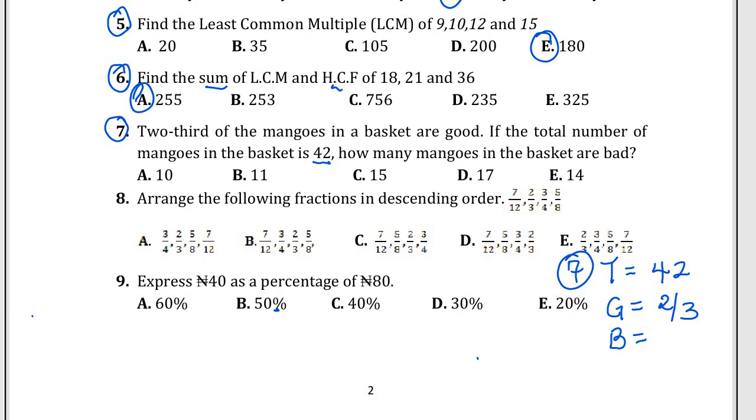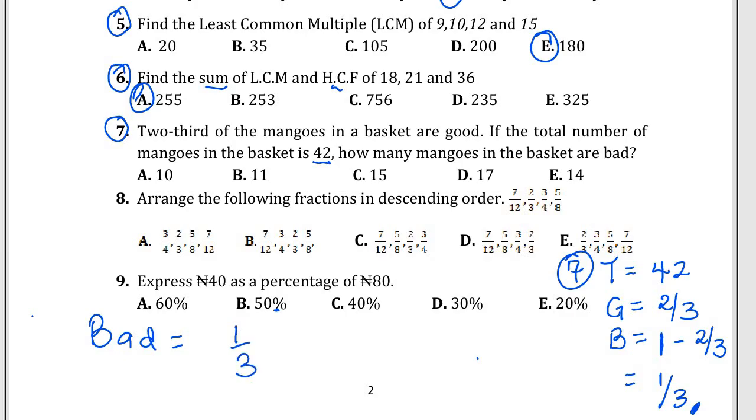For fractions, 1 means total. If 1 means total, 1 minus the good, which is 2/3, will give you bad mangoes. Whenever you are subtracting from 1, just subtract the numerator from the denominator. Since the numerator is 2, the denominator is 3, I'll do 3 minus 2. That's 1/3 is the bad mangoes. Remember, bad mangoes will be 1/3, which is the fraction bad.